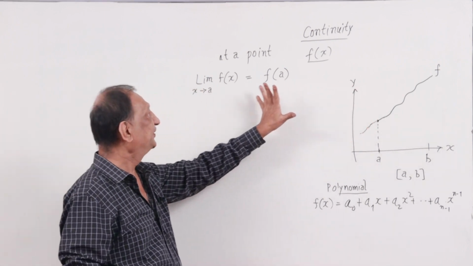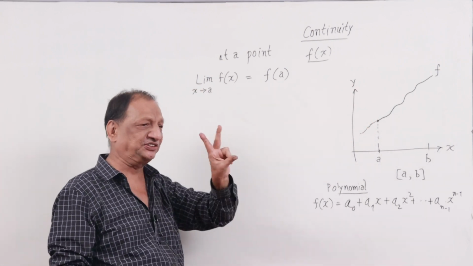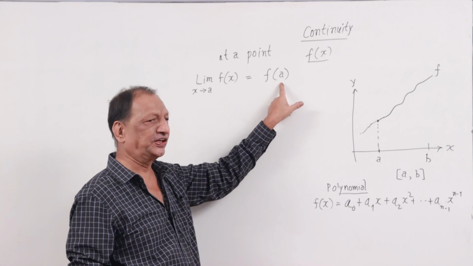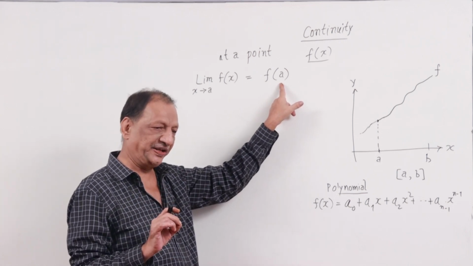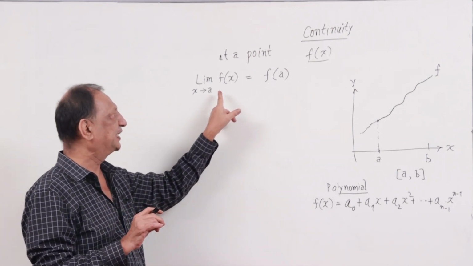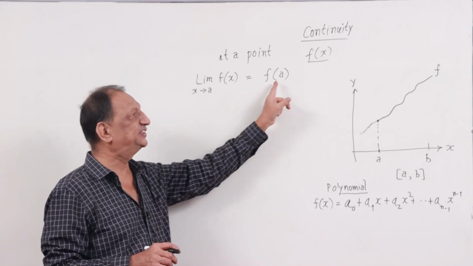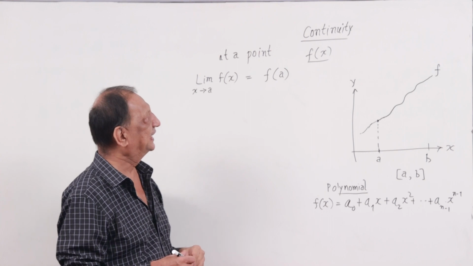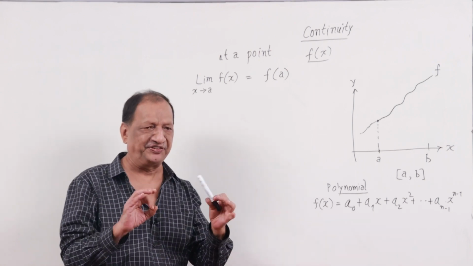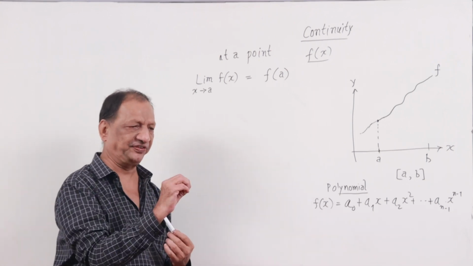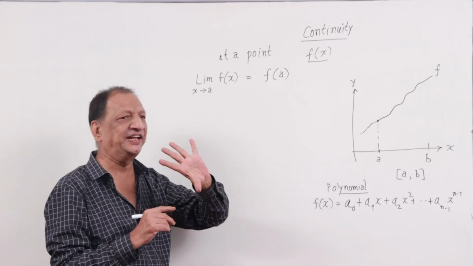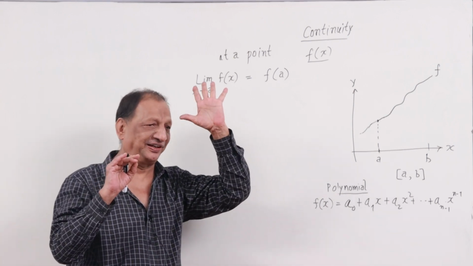In this case, that limit should also be the same as the value of the function at that point. So there are two conditions. One is that the function must be defined at that point and have a value, and the second is that the limit of that function as x approaches that value must be the same as that value. In that case, this is the definition, we say that the function f(x) is continuous at the point a. That is one point continuity.